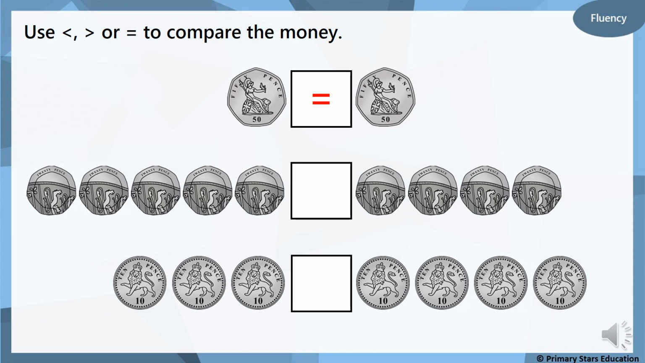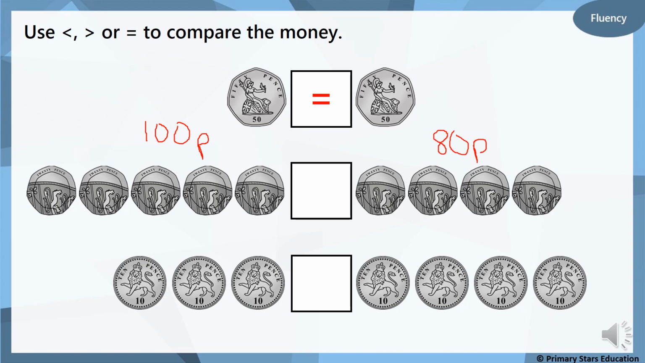Which coin have we got here? We've got 20p's. So we've got 20, 40, 60, 80, 100 pennies we've got here. We've got 100 pennies. Let's count over here. We've got 20, 40, 60, 80. We've got 80 pence over here.